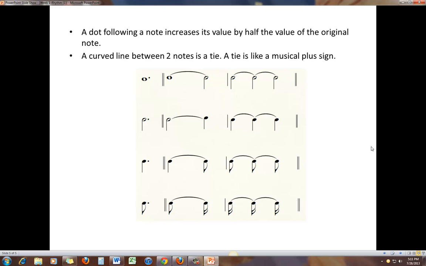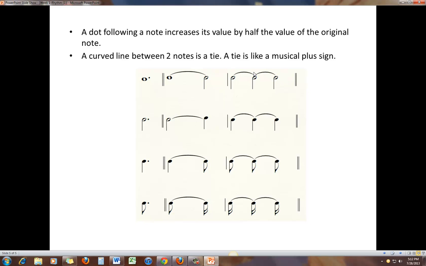There are a couple of other symbols that are going to be necessary to understand to be able to work with rhythms as well. The first is a tie, this curved line that is connecting two notes. It's called a tie. It is essentially a musical plus sign. So there are certain situations when there is not a note which can add up to a specific length that you need, so you can tie two notes together. So in this case we have a whole note plus a half note plus a half note plus a half note, etc.